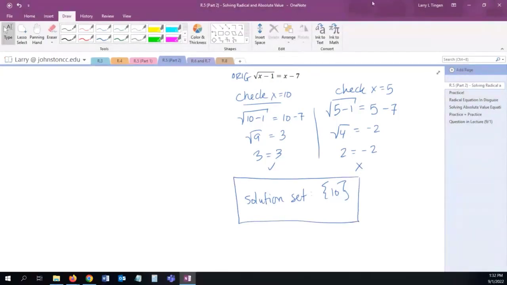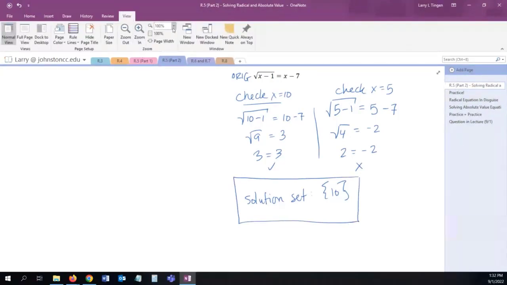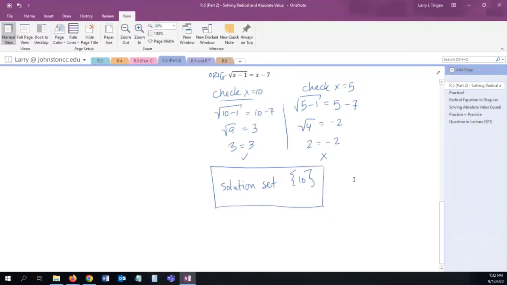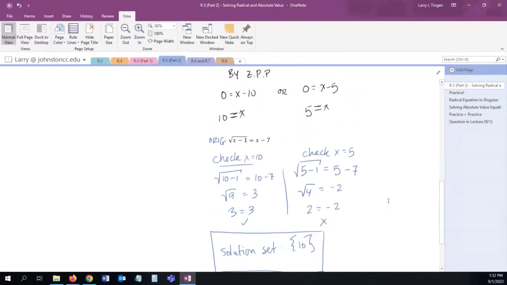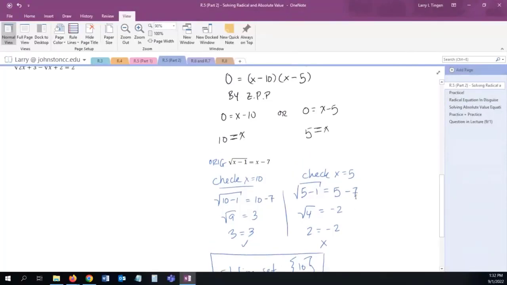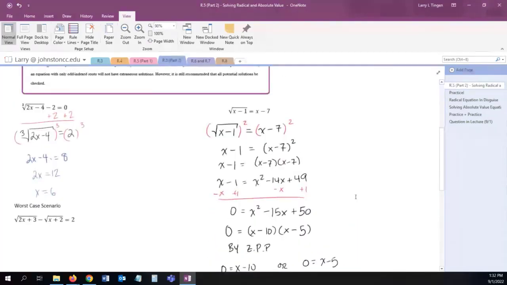All right, questions? Okay, I'm going to zoom out just a little bit because I want you to notice something. All right, so in this question, what is the new part?